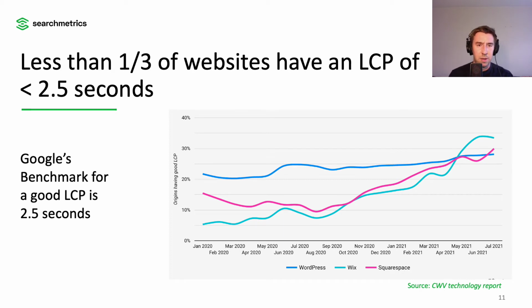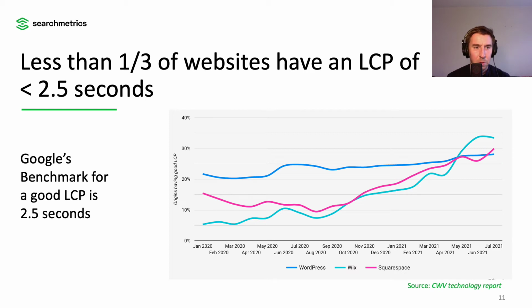Google looks for an LCP of less than 2.5 seconds. The largest element on the page, for desktop, should be loaded in less than 2.5 seconds. Now, the data shows the percentage of sites that have a good LCP split by web builder: WordPress, Wix, and Squarespace, the 3 from the last slide. Interestingly, less than 30% of all sites monitored in this data set have a good LCP.